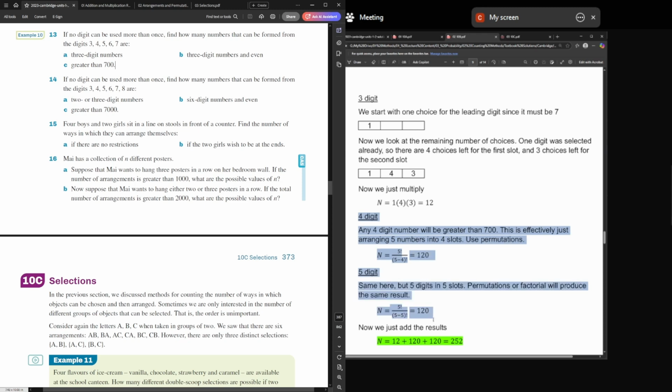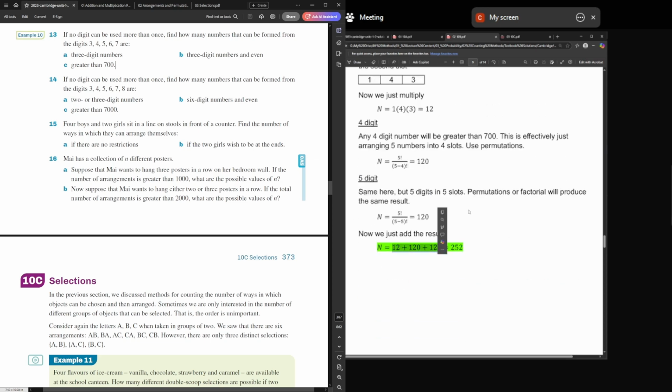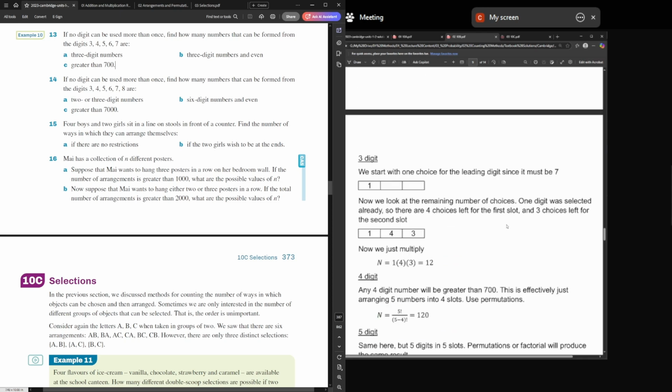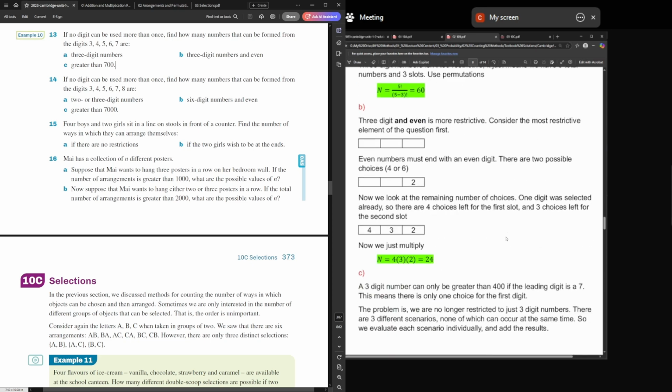Then for 4 and 5 digits, any 4 or 5 digit number would be greater than 700, and so it would just be 5 by 4 by 3 by 2, or 5 by 4 by 3 by 2 by 1, both of which give you 120. Since these are all mutually exclusive, you cannot have both a 3, 4, or 5 digit number at the same time, you use the addition principle. All right, that's how that one works.